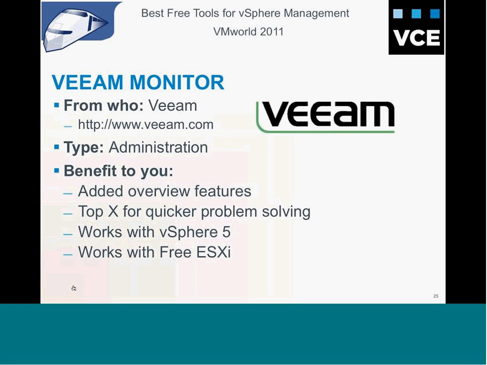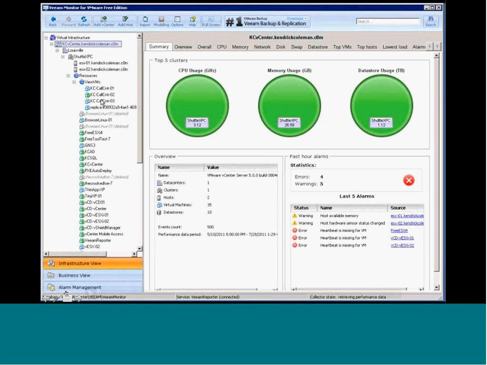We're going to talk about our first, I could say, almost commercial product, and that comes from Veeam. They have a commercial product called Veeam Monitor, but they also have a free product called Veeam Monitor, and it's essentially the same, but some of the features are dialed down a little bit. One thing that I like about Veeam Monitor is that it has a top X for quicker problem solving, and we're going to show you that in a video. They just had the latest release. It's completely working with vSphere 5, and it also does work with free ESXi. So this is an easy way for you to start getting your hands on a free VMware tool. We're going to take a quick video and see what it looks like.